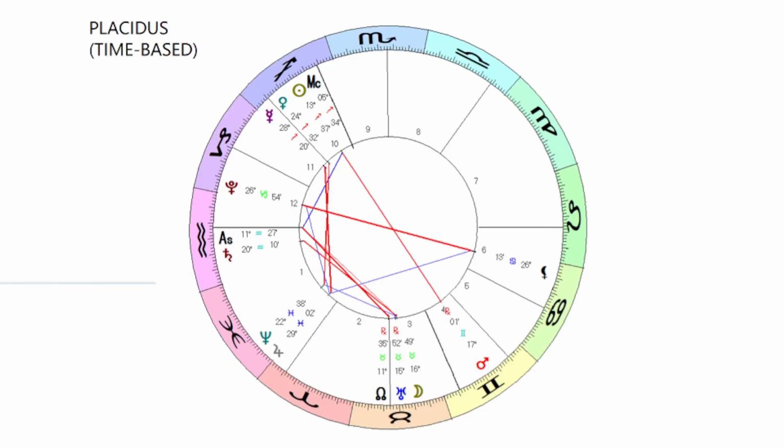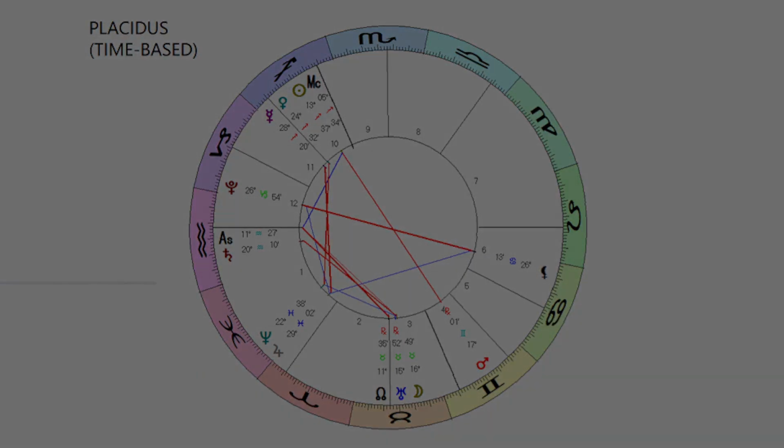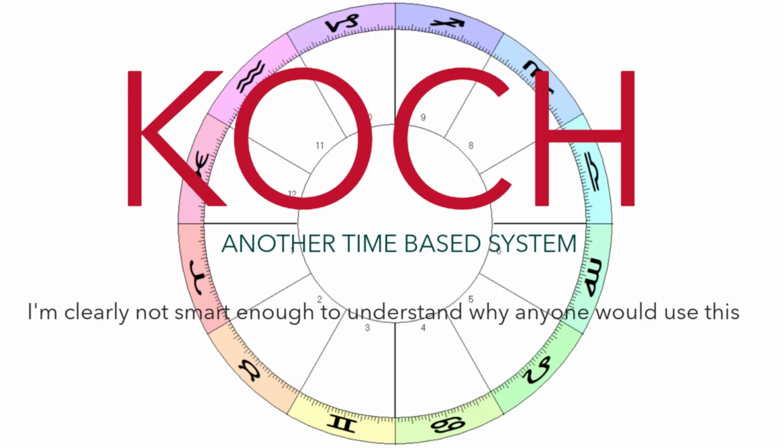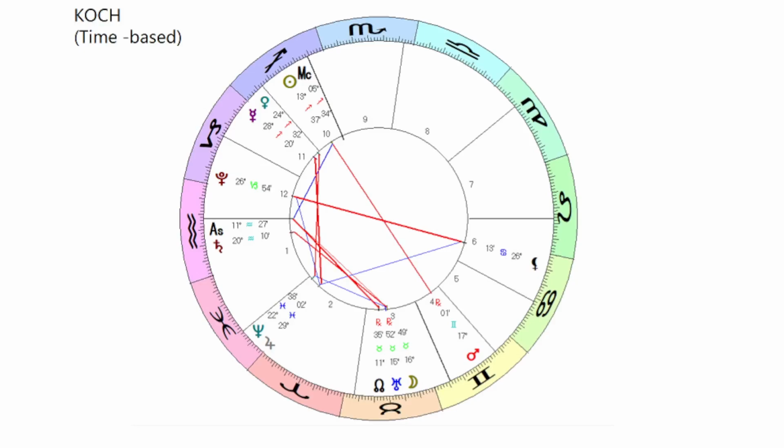Honestly, I think these are a little bit confusing. They're a little bit hard to follow. Let me show you Koch. Okay, so here is Koch. It's also time-based, just like Placidus. And this is another popular house system.